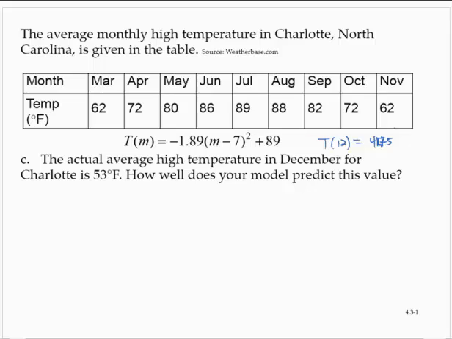How well does the model predict this value? So not very well. We would hope that it would be close to 53, but it ended up being pretty far away. So it's not a very good model. And so probably what this means is this was a model breakdown. And so we maybe want to consider that this model could only best be used near July and doesn't work as well outside of a few months.